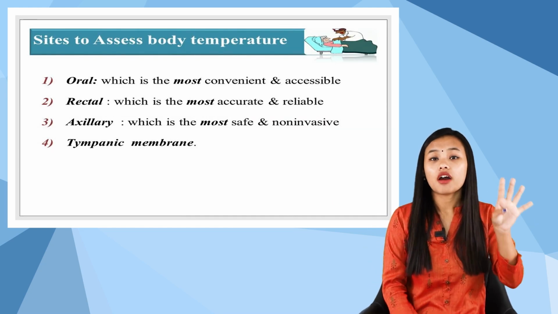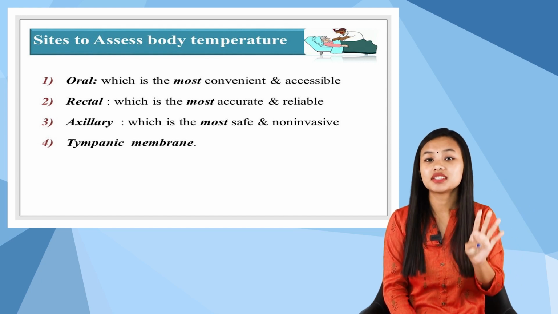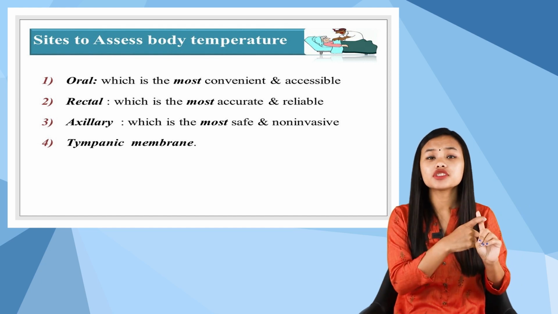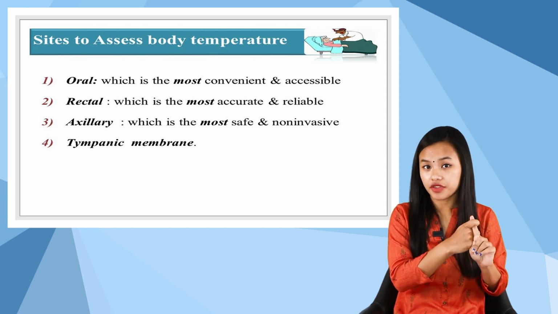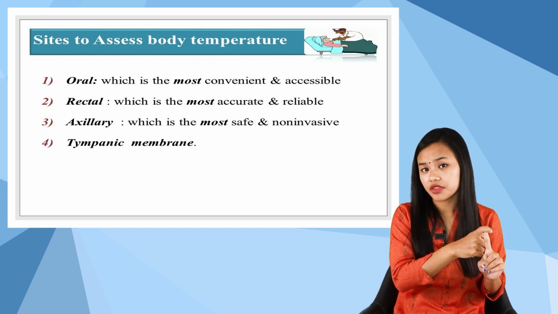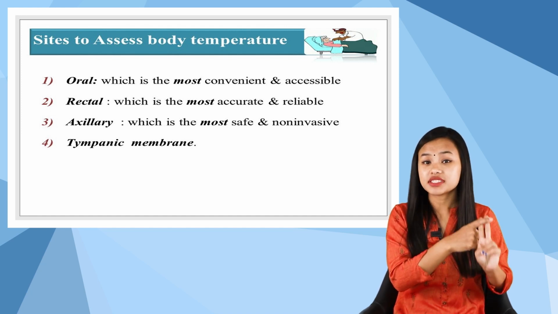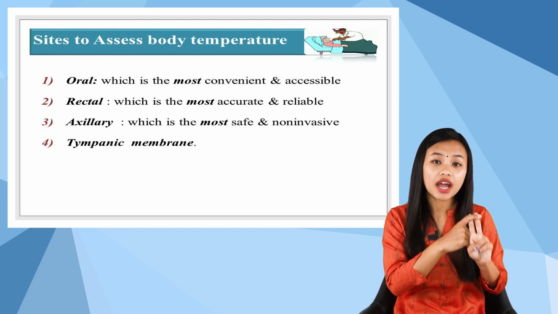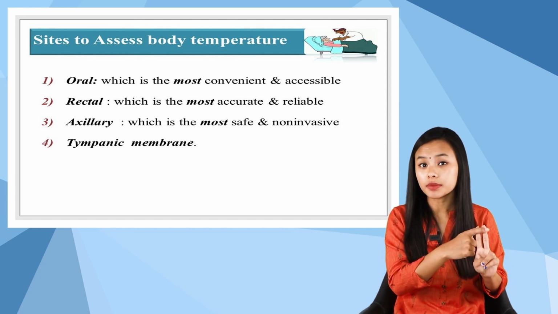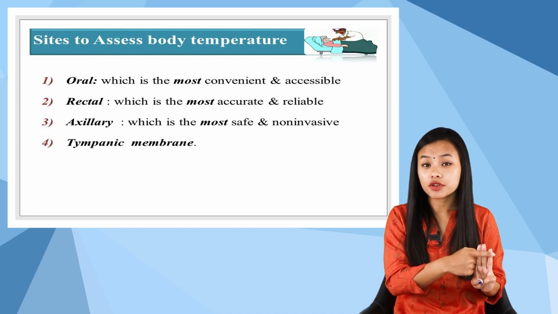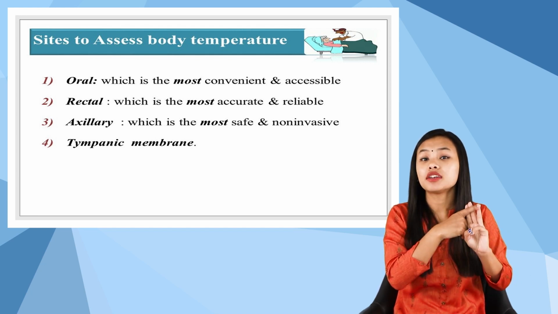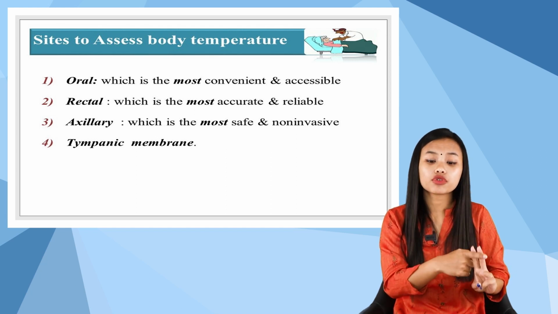So as I've said, there are 4 sites through which we can assess the body temperature of the client. The first one is through the oral method, right? So here, this oral method is the most convenient as well as the most accessible one. The second is the rectal, which is the most accurate and the most reliable one. The third is the axillary, which is the safest and non-invasive one. And the fourth one is the tympanic membrane. So let us look at the uses of each of these sites through which we can assess the body temperature.